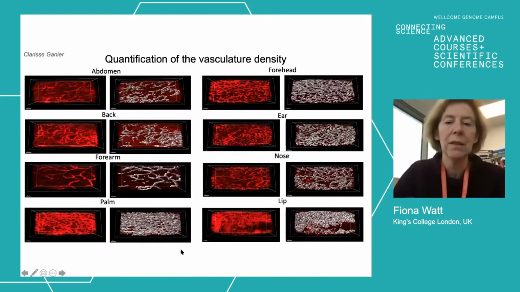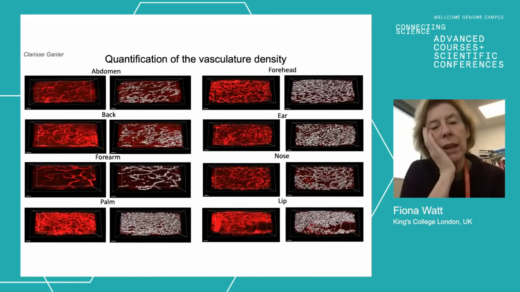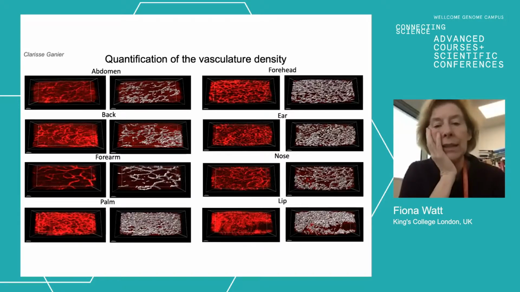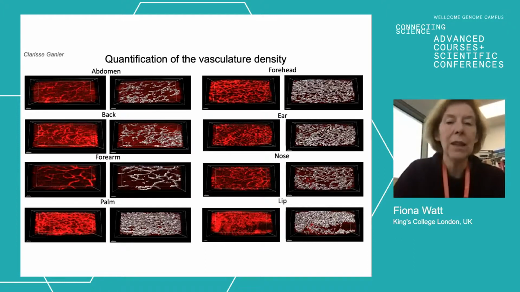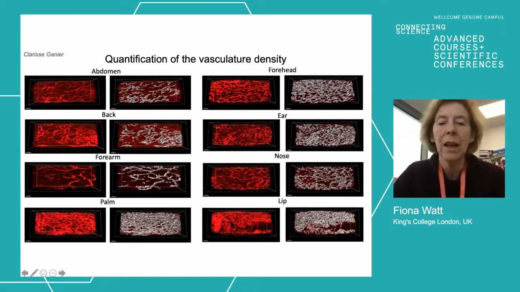And this just is a sample of what she's done, looking at vascular density in different body sites of healthy adult volunteers. And just by eye, you can see that it would appear that some parts of the body have a much higher vascular density and complexity than others. In particular, it won't surprise you to see that the lip is particularly well vascularized if you compare that with the forearm and the abdomen.